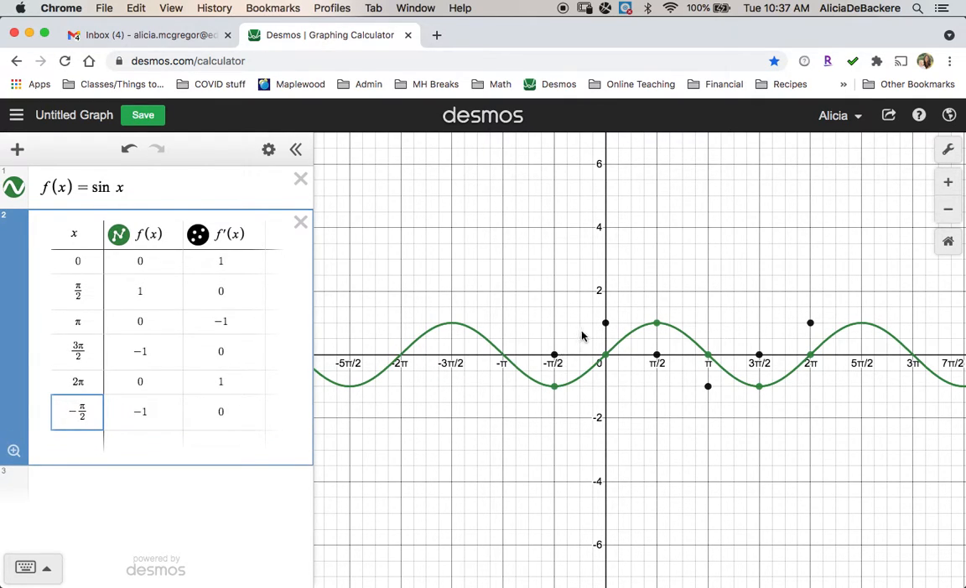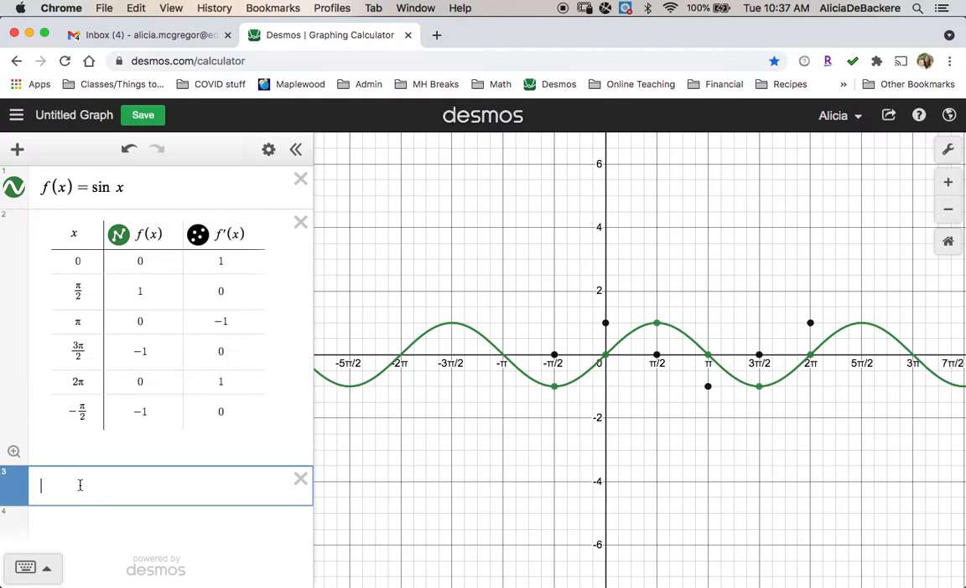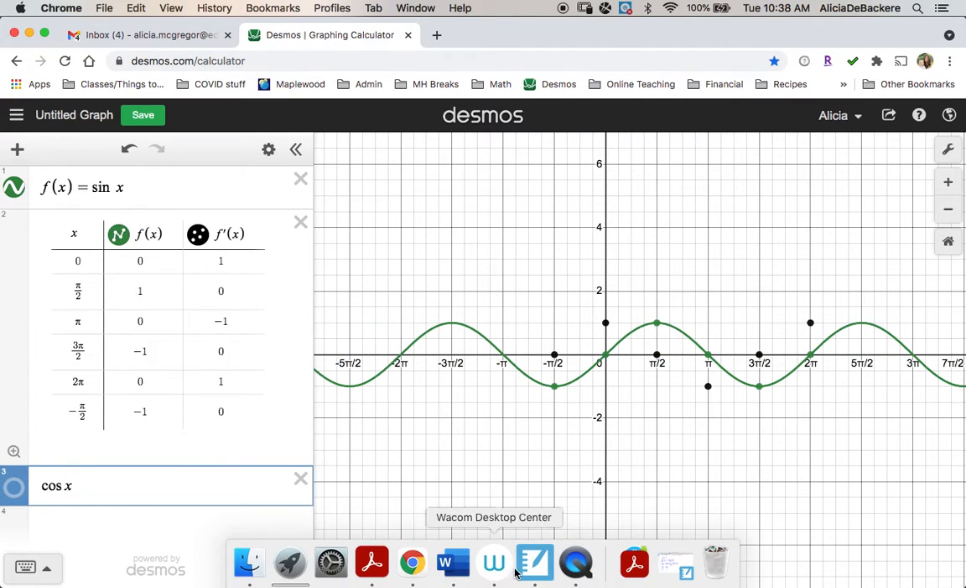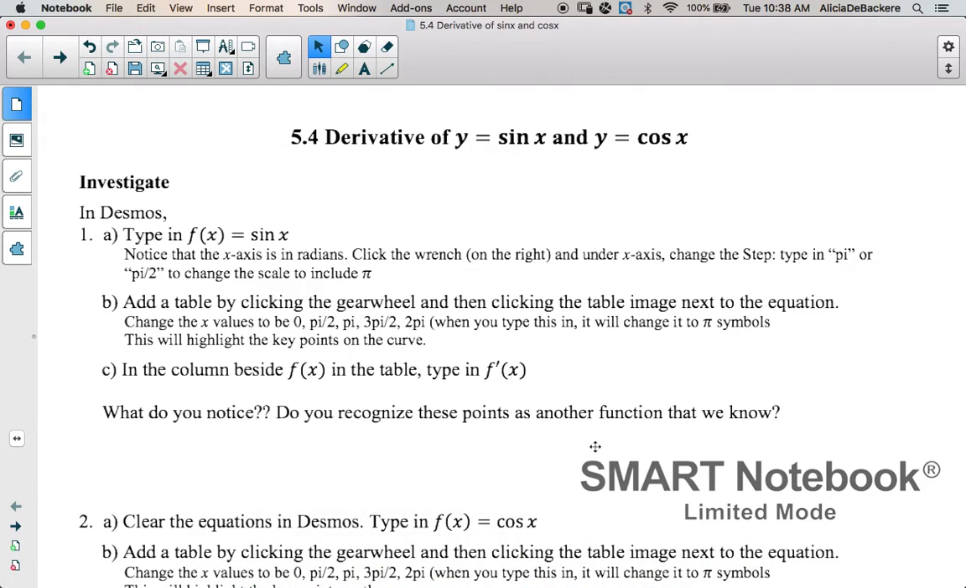And now we can kind of see again that I'm getting this pattern of these x points, and hopefully you recognize it. This is the cosine curve, so if I were to type down here cos of x, it's going to fill in right on top of my derivative of sine x. So what we figured out here is the derivative of sine x is the cosine curve.